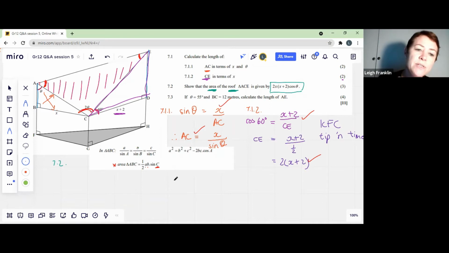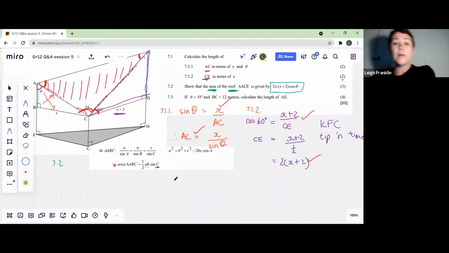So if I'm going to use this as my focus angle, I need to know something about this side, and I need to know something about that side, because it's got to be side, angle, side. And indeed I do. From 7.1.1, I know what AC is in terms of x and theta. And from 7.1.2, I know what CE is in terms of x. So I can use those answers in what I'm going to do over here. All right. So the first thing is identifying which rule you need to use. And the second thing is being able to substitute accurately into that rule.